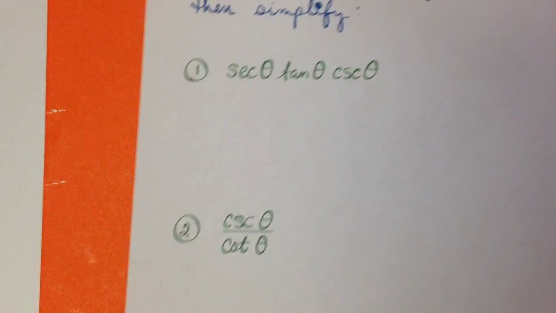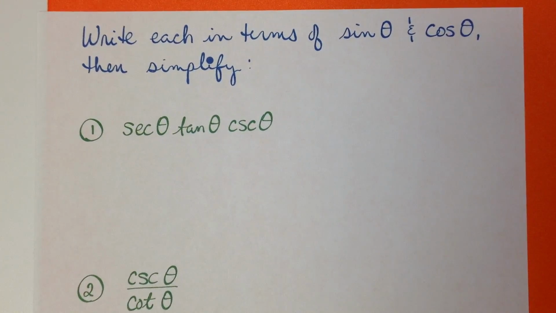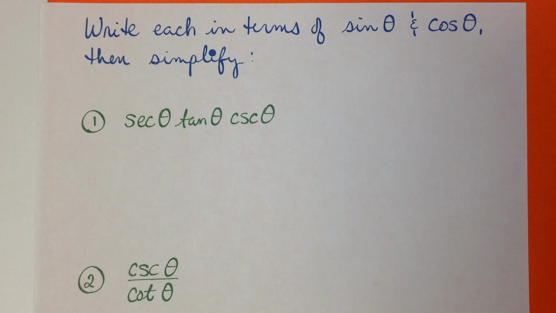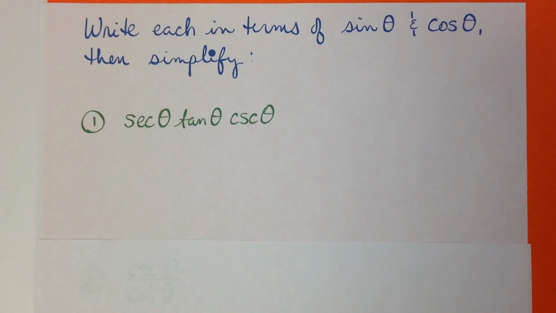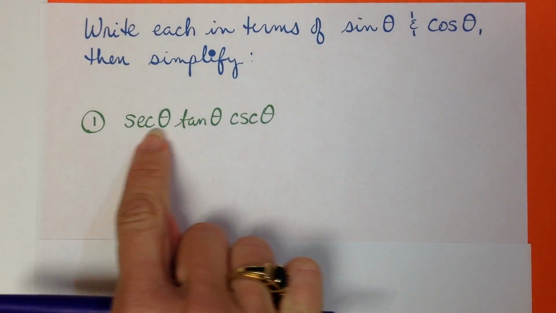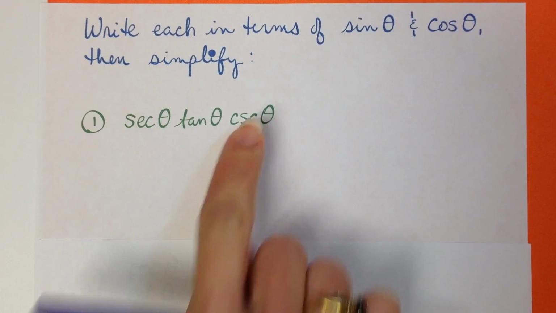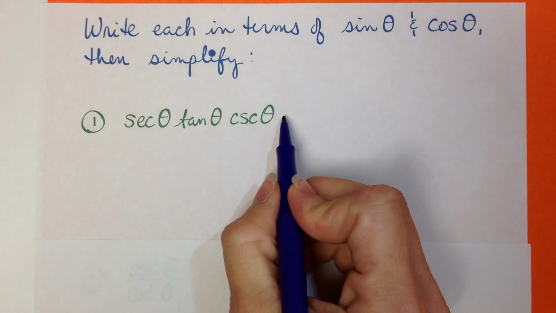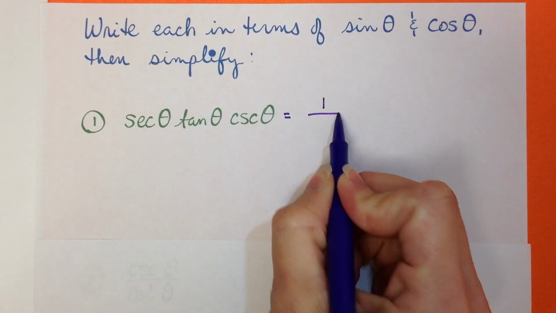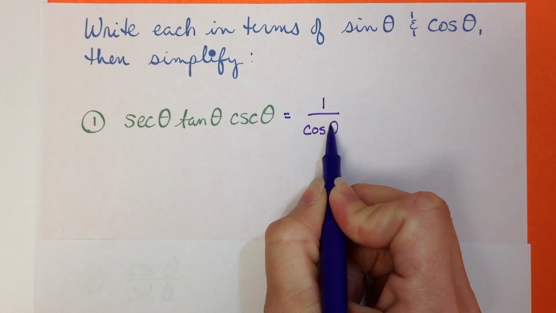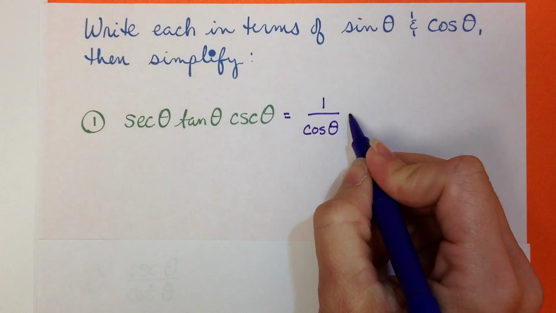Okay, next. Alright, so write each in terms of sine theta and cosine theta, and then simplify. So we're working towards sine and cosine both. What you would want to do first, of course, these three are just being multiplied, so them being side by side indicates multiplication. So I'm going to replace secant with 1 divided by cosine. So that's the reciprocal identity, times.